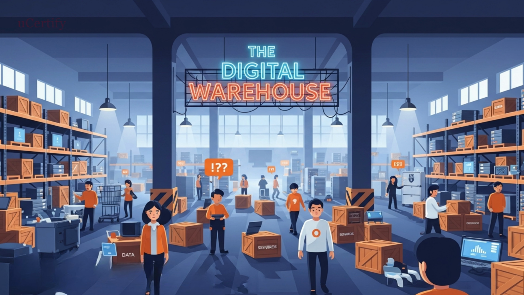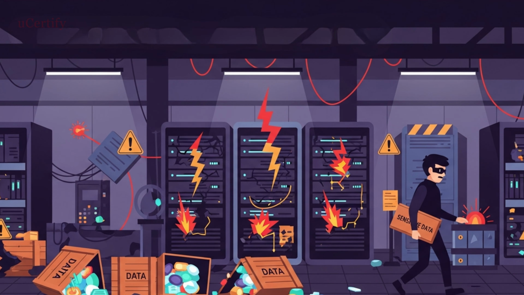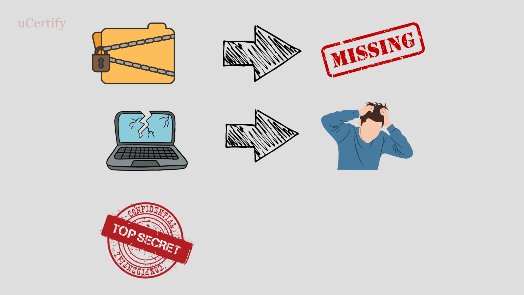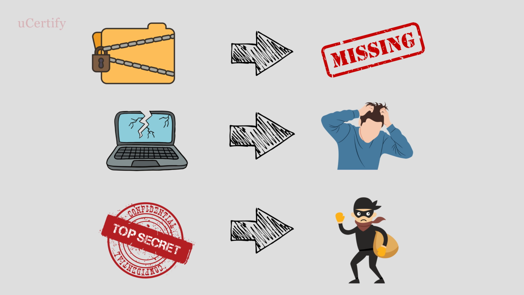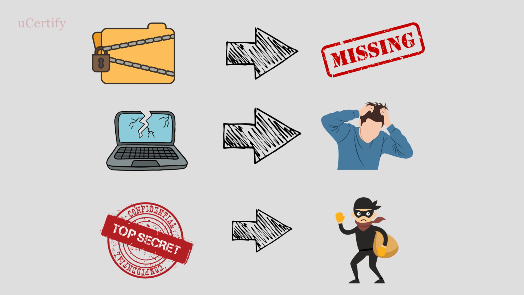In this video, we will learn about AWS Identity and Access Management, or IAM. What if anyone could access, modify, or delete anything without permission? Critical data could be lost, systems could break, and sensitive information could fall into the wrong hands. This is the risk of uncontrolled access in your AWS cloud.